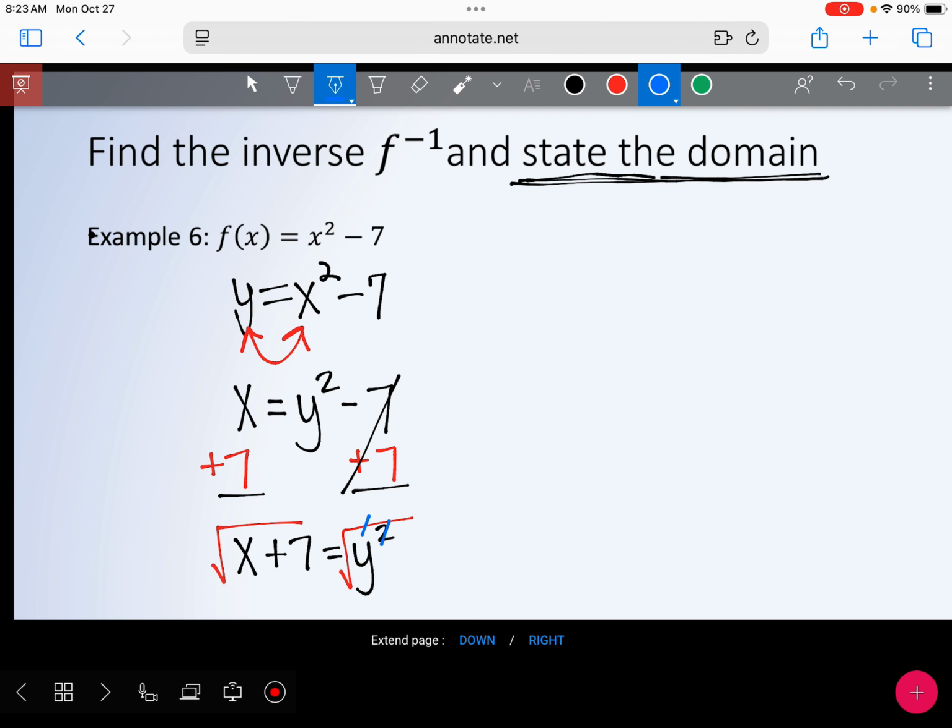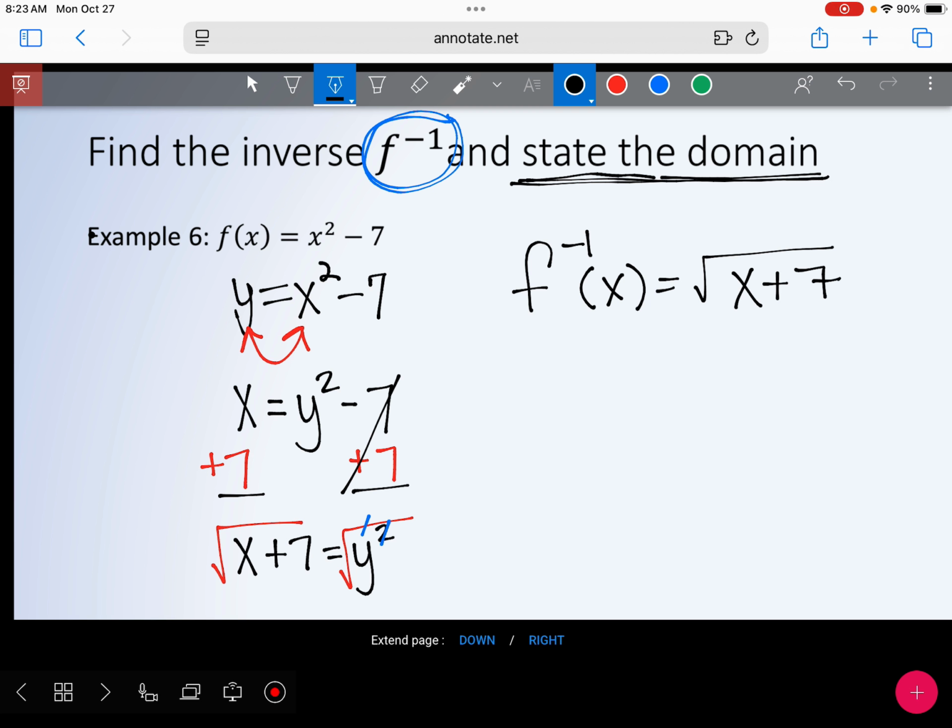So the symbol for inverses, this is the symbol for inverse. So the inverse function of f of x, we put that little -1 there to show that it's the inverse, is the square root of x plus 7. That is my inverse.